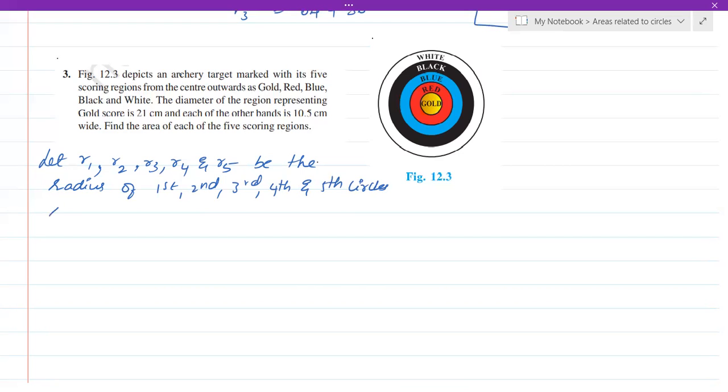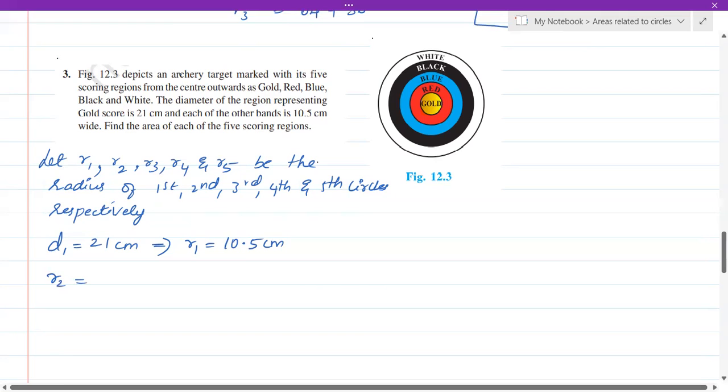Now from the data, the diameter of the gold region, that is the diameter of the first circle, is equal to 21 centimeters, which implies the radius will become what? Half of it, isn't it? So it becomes 10.5 centimeters. That is R1. Now let's find R2.